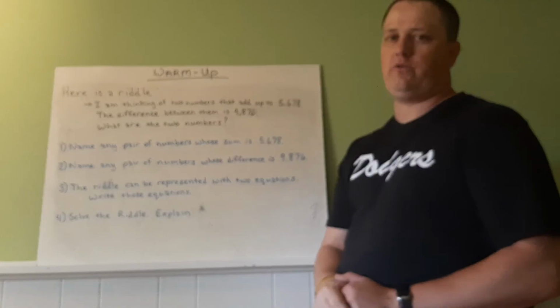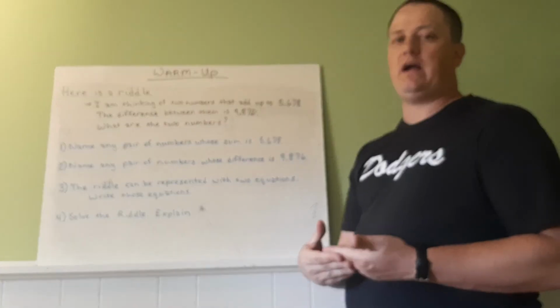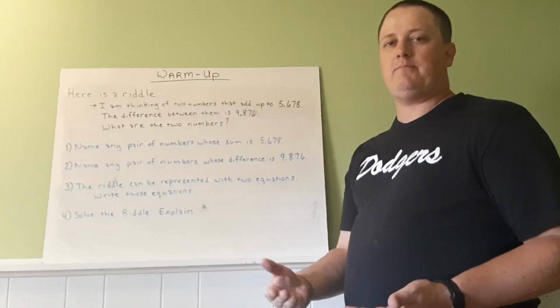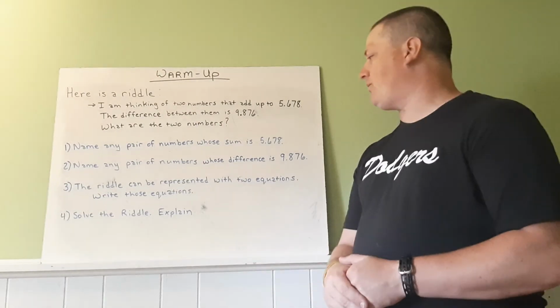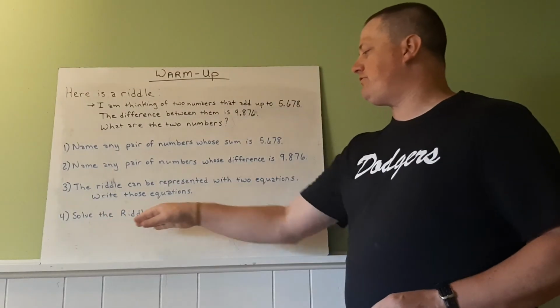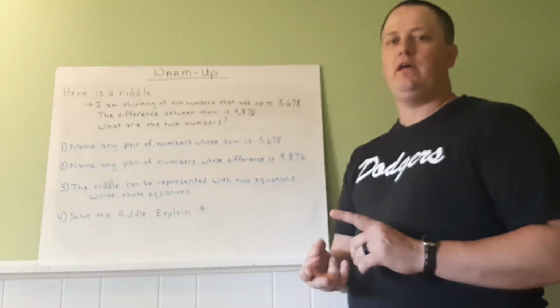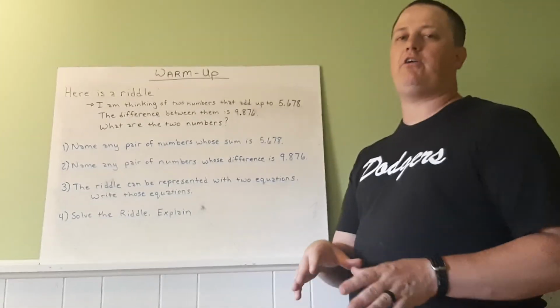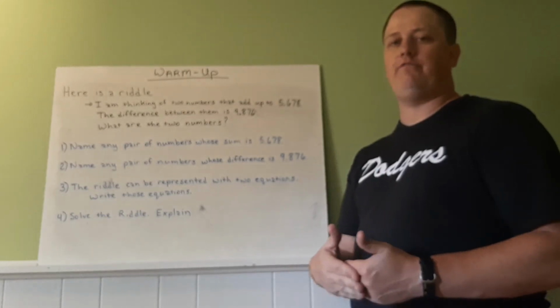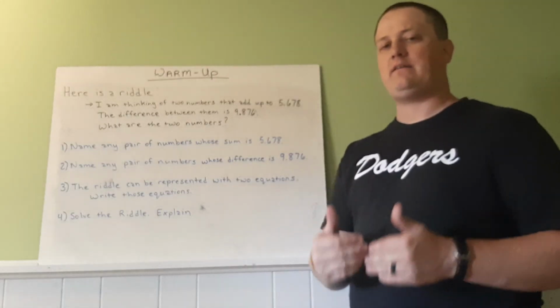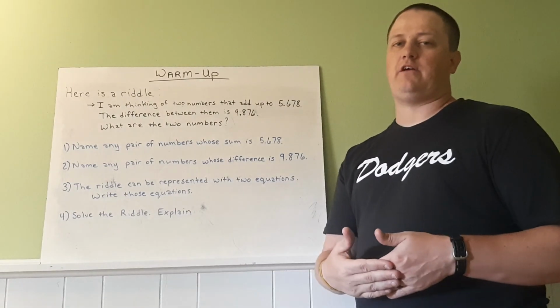So think about what this first line, how you can turn that into an equation. Then think of how you can turn the second line into an equation. You're going to want to use variables. It doesn't matter what they are, but x and y work really well. Then I want you to solve the riddle and explain your thinking. You could use graphing, you could use substitution, elimination, whatever you think is best to solve this system. All right, bring that to class tomorrow. It's going to start our discussion. Thanks.